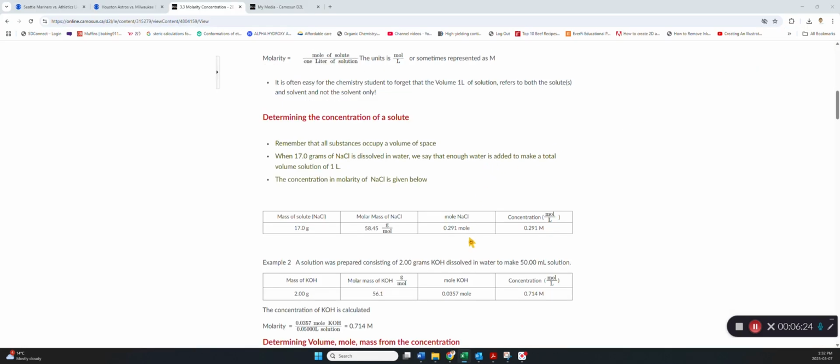And this is what we have. Now the concentration will be 0.291 moles of sodium chloride divided by the 1 liter of solution. That's why we get this. That's why I really like this table right here. I put together a table so that it makes it nice and easy to keep track of your data.